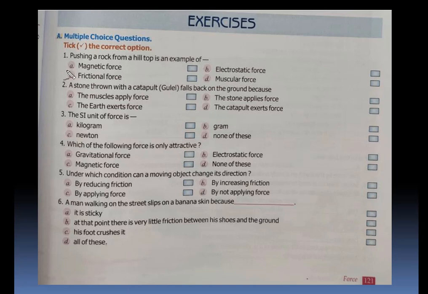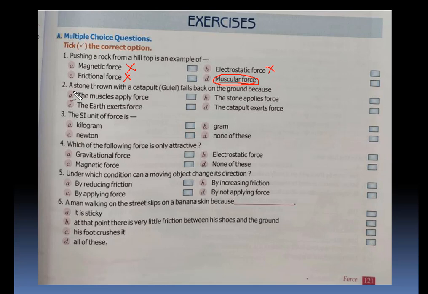Pushing a rock from a hilltop is an example of what? Whether it is a magnetic force, you are pushing something, obviously it cannot be magnetic force. Frictional force, no. Frictional force opposes the motion of the body. Electrostatic force, no. Electrostatic forces are related to atoms, electrons. Muscular force, yes, this is the answer, because you are using your muscle to push this. So muscular force is the answer.